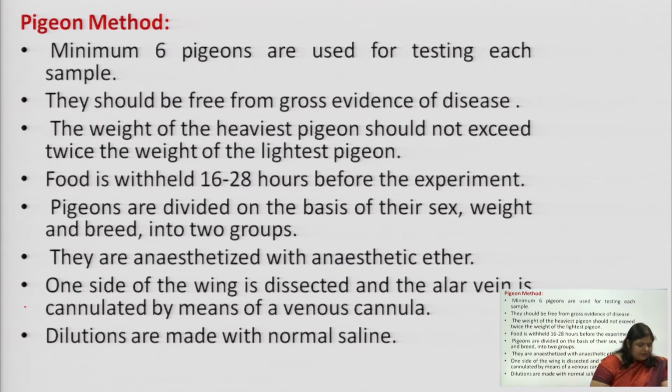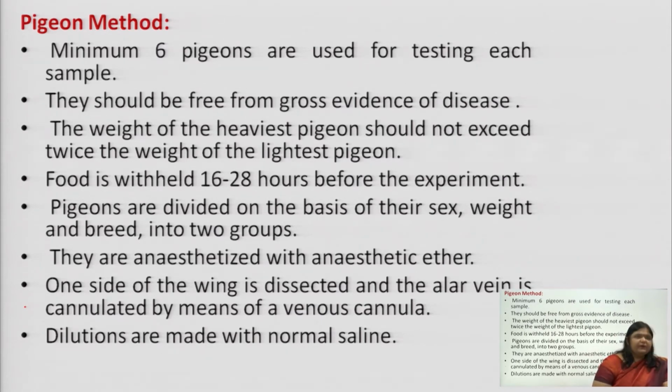Now in this pigeon method, minimum 6 pigeons are used for testing each sample. There has to be no evidence of any disease. The weight of the heaviest pigeon should not exceed twice the weight of the lightest pigeon. For example, if you have one pigeon which weighs 1 kg, so जो next जो pigeon होगा 2 kg से ज़्यादा का नहीं होना चाहिए.